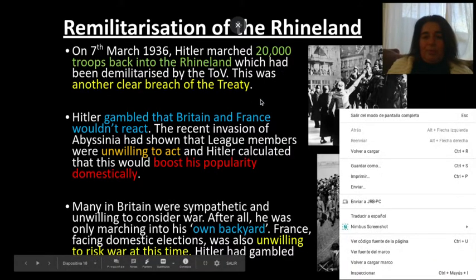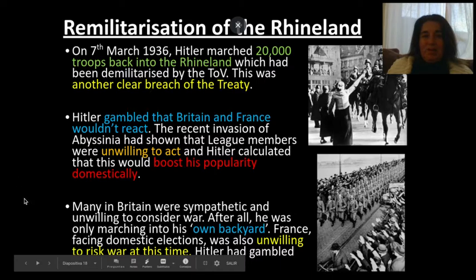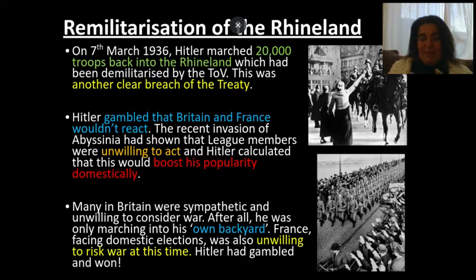Well, the following step will be the remilitarization of the Rhineland. Remember that it was that piece of land between Germany and France that was not allowed to have military forces, in order to create a buffer zone and for security reasons. So on the 7th of March 1936, Hitler took 20,000 troops back into his own land, the Rhineland, which had been demilitarized by the Treaty of Versailles. This was another clear breach of the treaty.